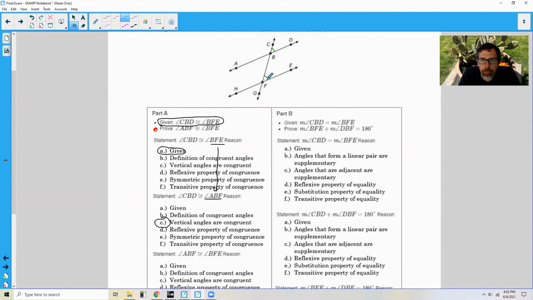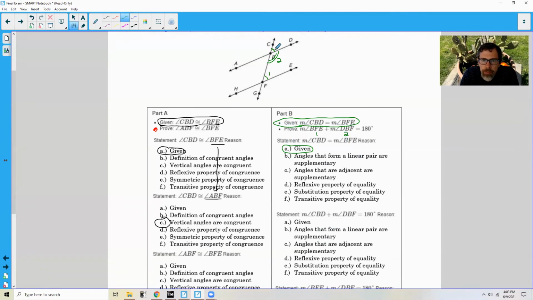Prove that angle BFE plus DBF, so I'll number this 1 and I'll number that 2. So we're proving that BFE, which is angle 1, and DBF, which is angle 2. Sometimes it makes it easier to number them like this. Now I want to prove that angle 1 plus angle 2 equals 180 degrees. So first statement they give is the measure of angle CBD equals the measure of angle BFE. Given.